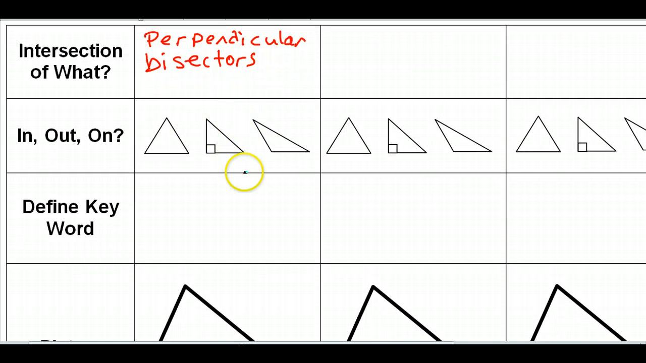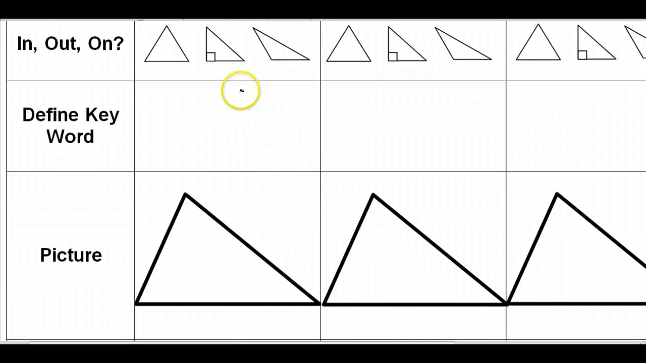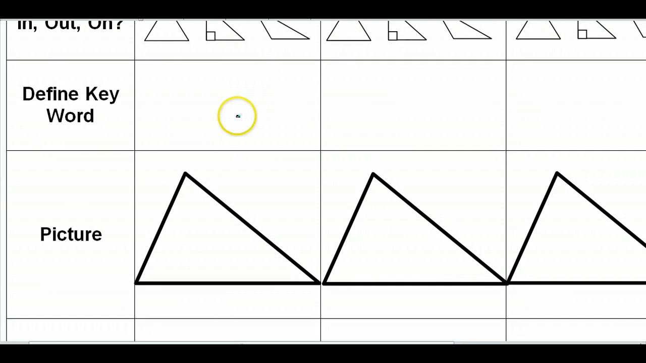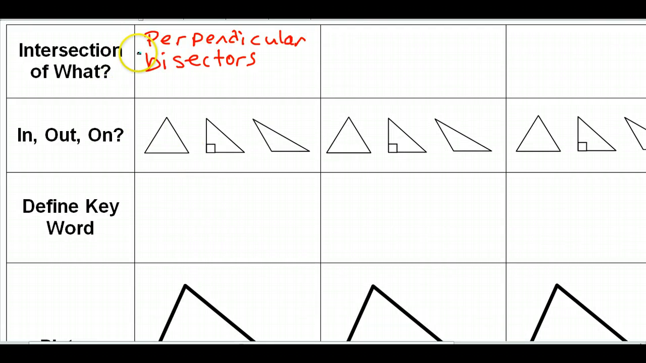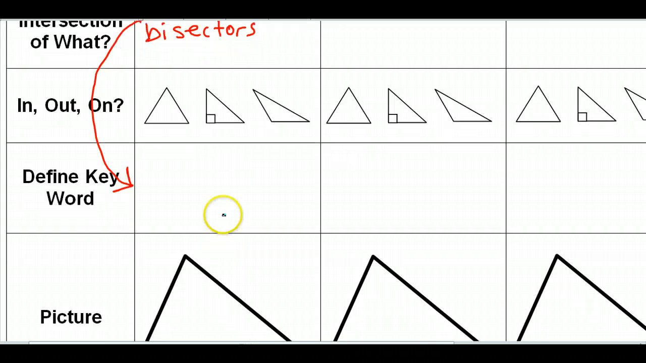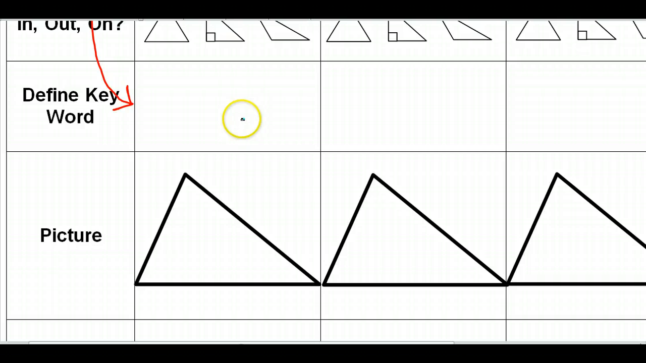I'll come back to the in, out, on thing at the end. Okay, now define key word. Watch how these things all sort of link together. The key word I'm talking about is the one we just wrote down, perpendicular bisectors. So now I'm asking, what is a perpendicular bisector? I'm hoping this will be the easiest of the words to define, because if you understand the two parts of it, it kind of tells you what it is.